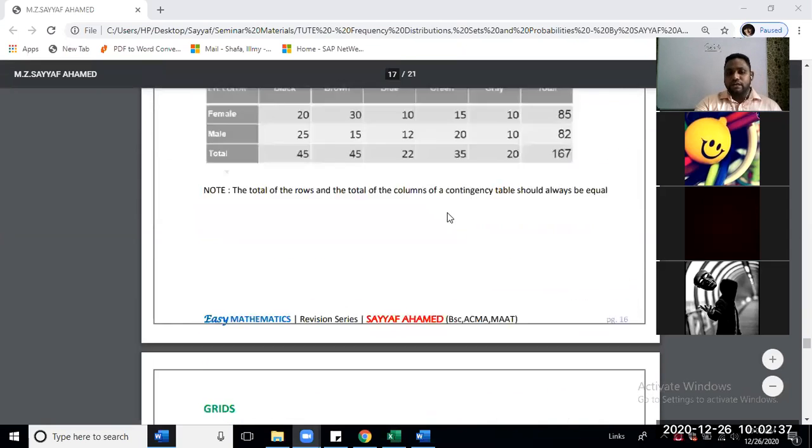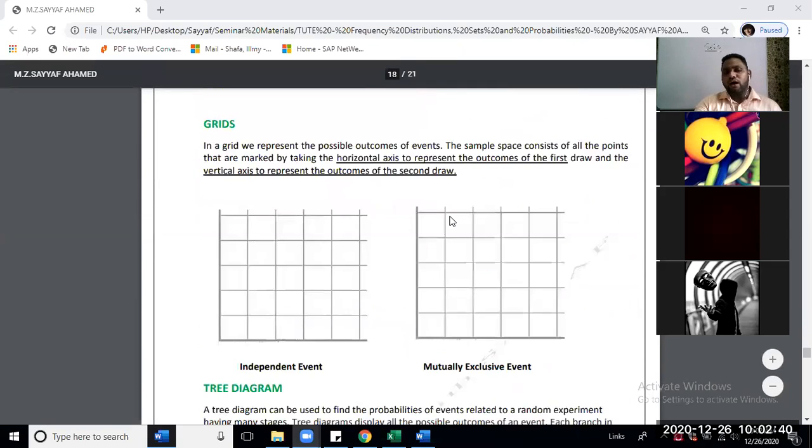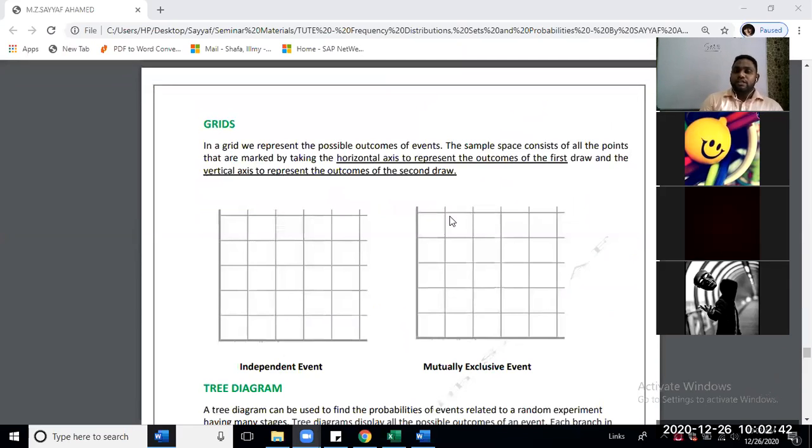And the grids, right? Starting from the grids. When you are drawing a grid, guys, it is very important to see whether your event is independent or mutually exclusive. I'm repeating this over and over again because many students get confused with this. Mutually exclusive means when one happens, the other can't happen a second time. It can happen only once. Independent means you can have the same thing happening over and over again.